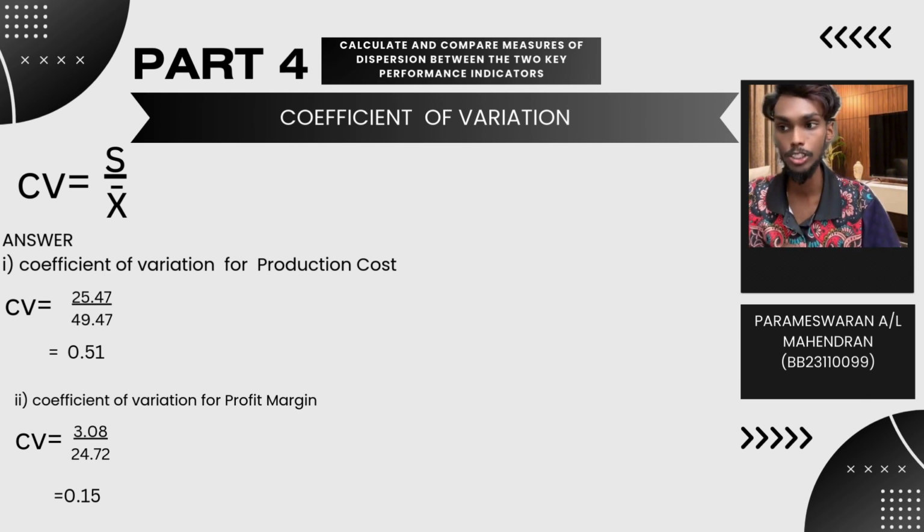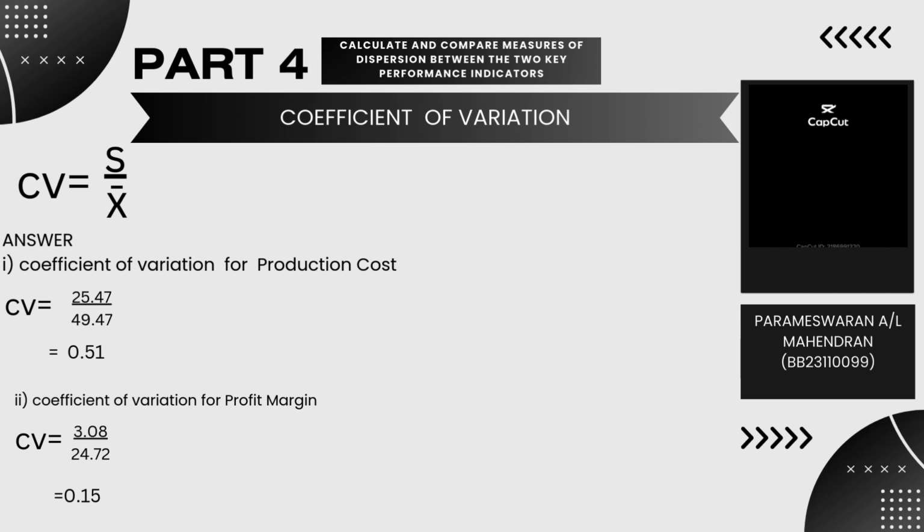Secondly, we calculate the coefficient of variance for profit margin. So this is also the same as number one. We take the standard deviation for profit margin, that is 3.08, and then divide by the mean, that is 24.72. So the answer should be 0.15%. So this is the coefficient of variation of profit margin.